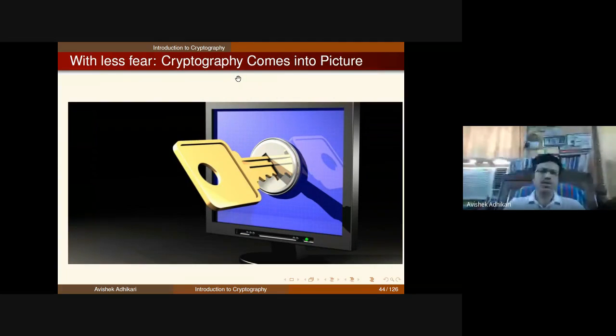I wrote here "less fear". I could have written "fearless". But fearless and less fear are not the same thing. That means it is not commutative. Less fear means you have some fear, but the fear is less.